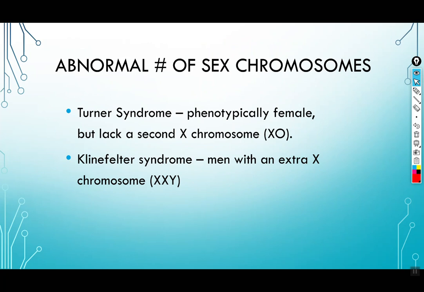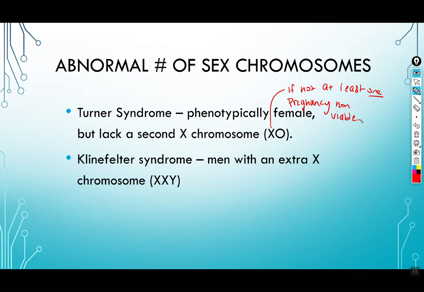Turner syndrome results in sterile phenotypic females with no second X chromosome. We call them XO. But you need at least one. The minimum criteria for sex chromosomes is you gotta have an X. That's because we know from studies, if you don't have at least one, pregnancy isn't viable, so you get spontaneous miscarriage, because there's some important stuff on the X chromosome, stuff you need.